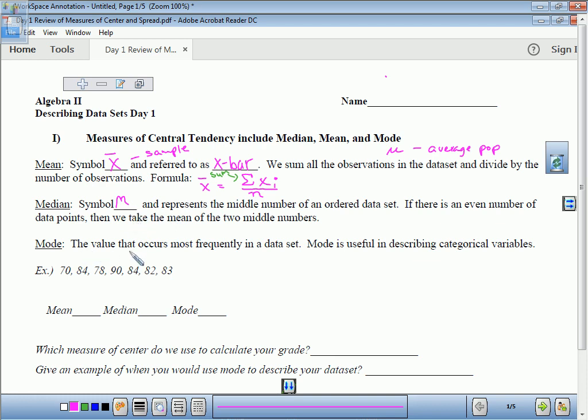And the mode. The mode is the value that occurs most often in a data set. The mode is actually most useful in describing categorical variables. We can have categorical variables that are not numeric, or that are numeric but are really categories. If you think about clothing sizes, say you go to a store and you're picking out a shirt: small, medium, large, extra small, extra large. Those are categories, and we could find the one that's sold most often. That would be the mode. So if medium was most often, that would be it.